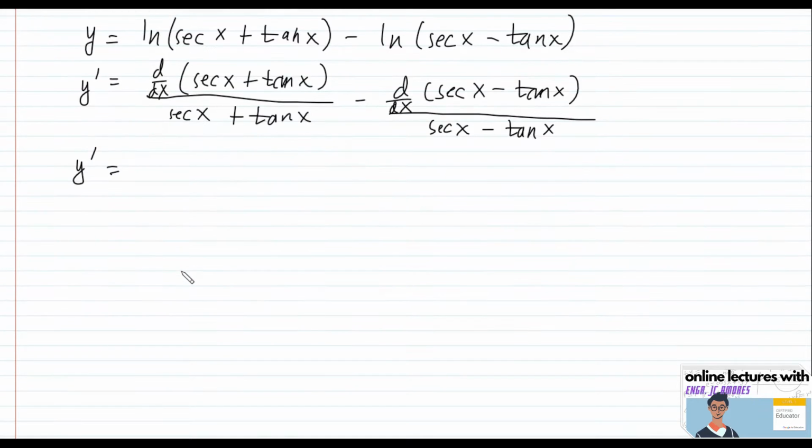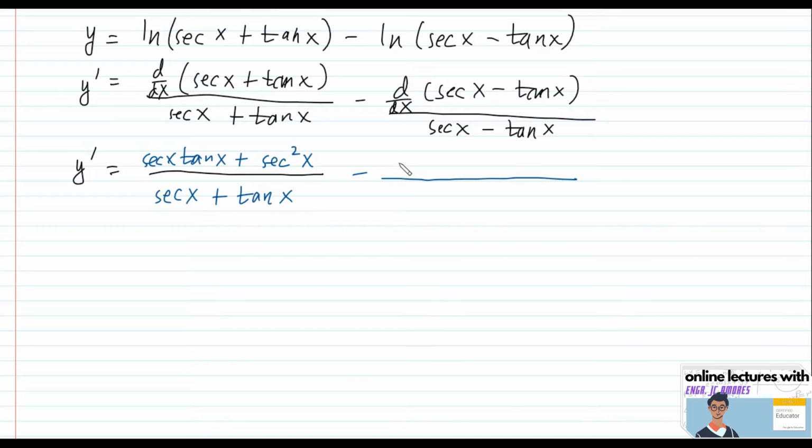So y prime is equal to, we have to recall our trigonometry. The derivative of secant is secant x tangent x, plus the derivative of tangent x is secant square x, and then all over secant x plus tangent x, minus, here the derivative again of secant is secant x tangent x, and then minus secant square x for the derivative of tangent, then all over secant x minus tangent x.